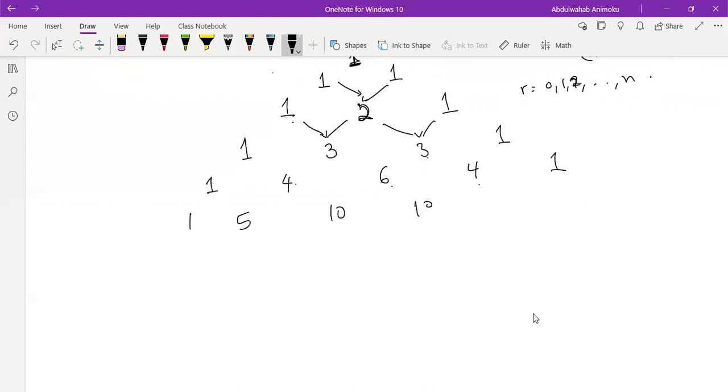So you can build this to any length. It's kind of a pyramid, right? The next one is 1, 5, 10, 10, 5, 1, and then 1, 6, 15, 20, 15, 6, 1. So we'll stop here. And we'll be referring to this Pascal's triangle later on.